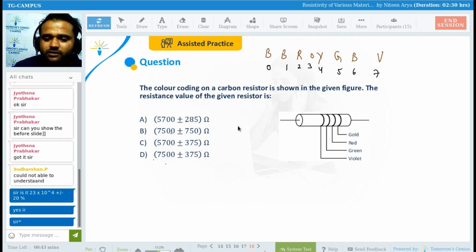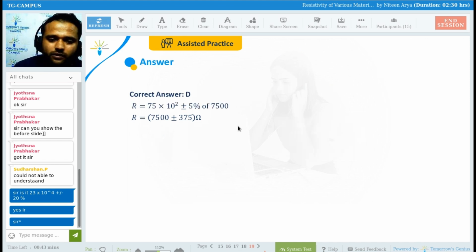So how can we find this? Let's see that. Okay, 75 into 10 to the power 2. Yes, beta, I got it. So plus minus 5% tolerance of 7500. That is the major thing you need to tell. 5% tolerance of what? 5% tolerance of this.